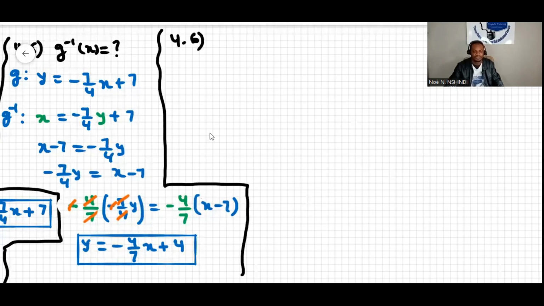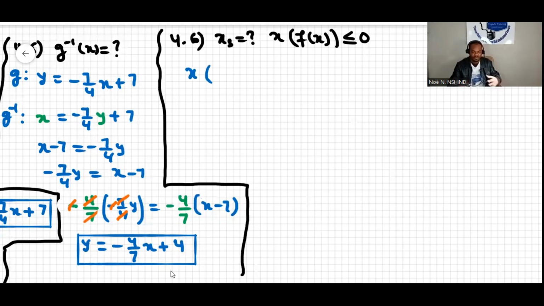Four, 0.6. So we're looking for the values of x for which x times f of x will be less than or equal to 0. So how can we do that? We have x times f of x given. When we expand f of x, it is given in the form x squared minus 8x plus 7.